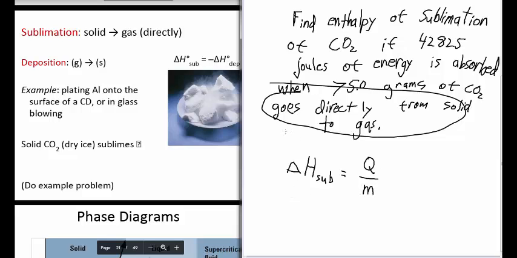Maybe you look up an equation for the heat of sublimation and you found something like this. Then you can simply rearrange it to solve for delta H. But this one is pretty straightforward. We just plug in our numbers.